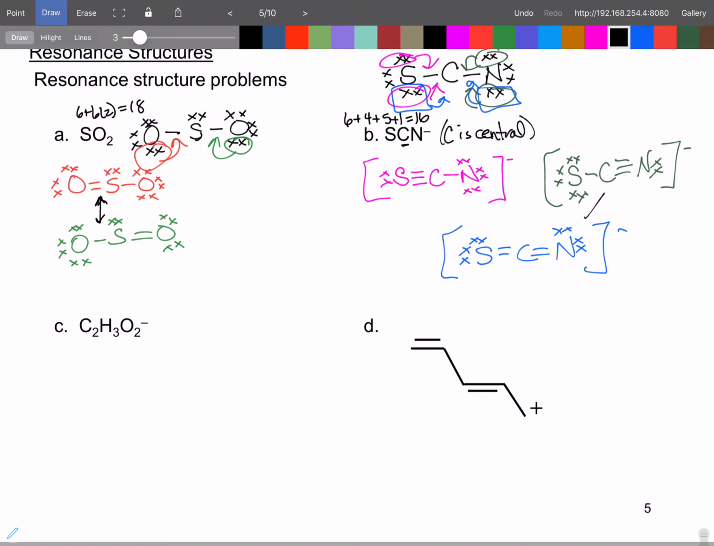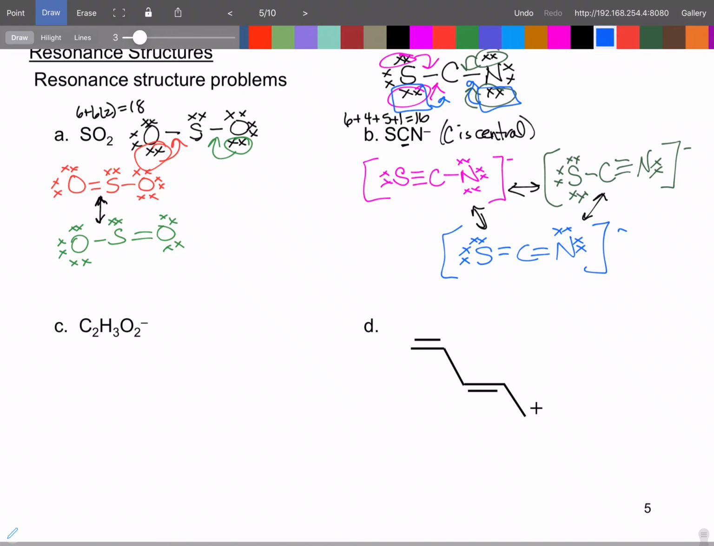Now, because these are resonance structures, I'm going to draw the arrows in between all of them. Do I have any more? No. How many structures do you have? As many as you need. So, this comes into play for a variety of things.